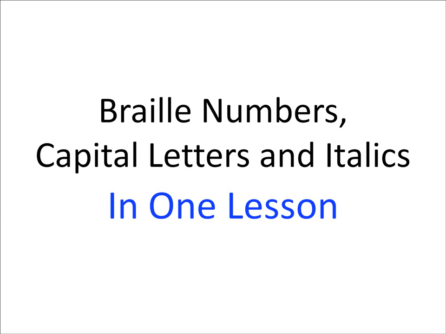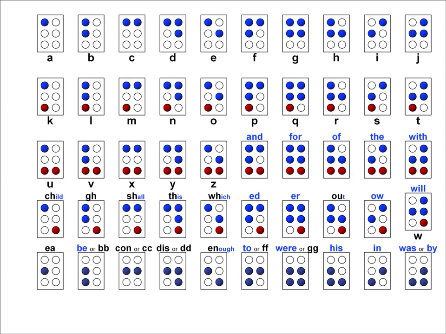This is Braille numbers, capital letters, and italics in one lesson. Starting where we left off in the last video, the top row of letters A through J is also used to represent numbers 1 through 9 plus 0. This is done by adding a special character before the letters that lets you know to read them as numbers.